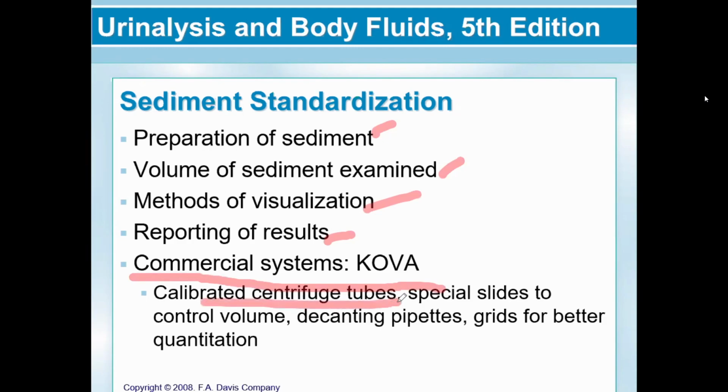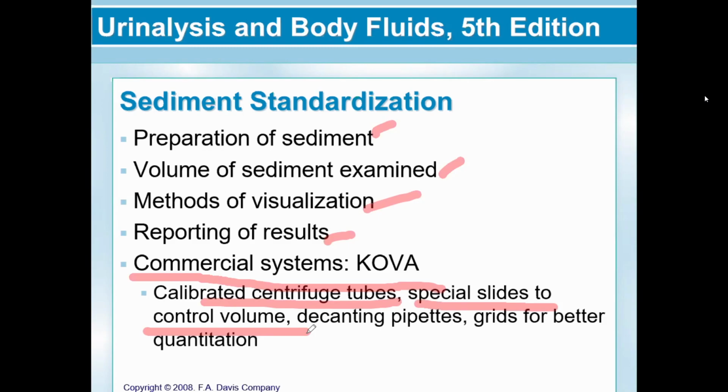They already have calibrated centrifuge tubes, unlike when we are not using commercial systems, where we only use a typical tube for urine. They also have special slides to control the volume. If you have seen a hemocytometer in hematology, it's like a mini version of it, designed for urine. It is used to standardize the volume of urine examined for microscopic exam. And then we also have decanting pipettes.